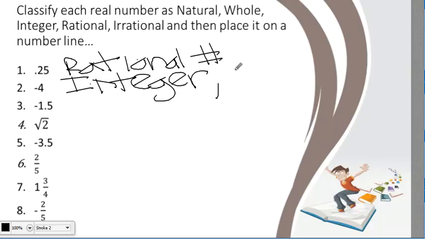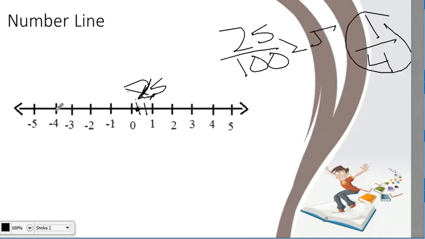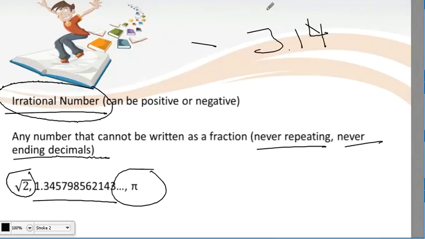Okay, and it is also a rational number. If we want to write -4 as a fraction, all we have to do is write it over 1. Okay, so let's go ahead and put -4 on our number line. That one's really easy. -4 is right here on the number line.